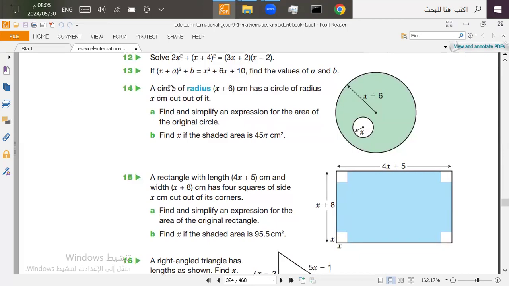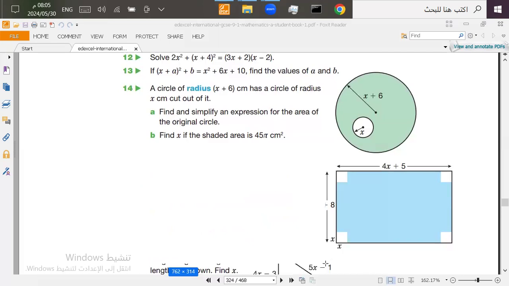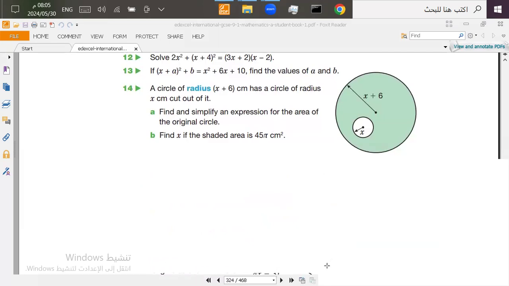So first, let's cover this place here. Focus on the steps. It is important to focus on the steps and start the questions one by one. You start with A and then you do B, okay? Because A will help you to find B.